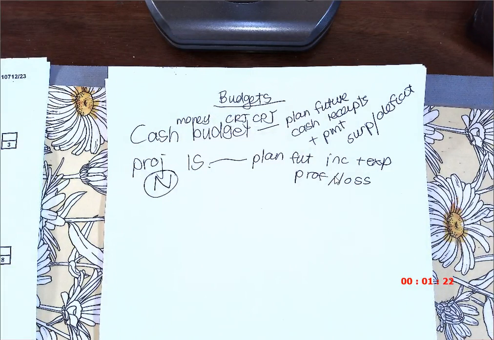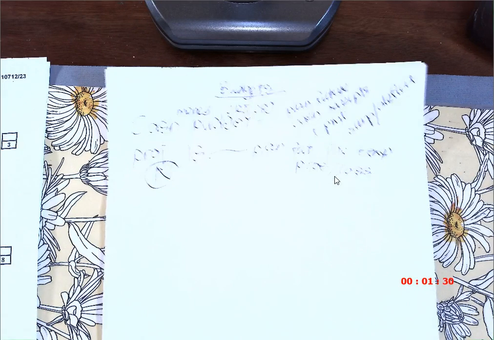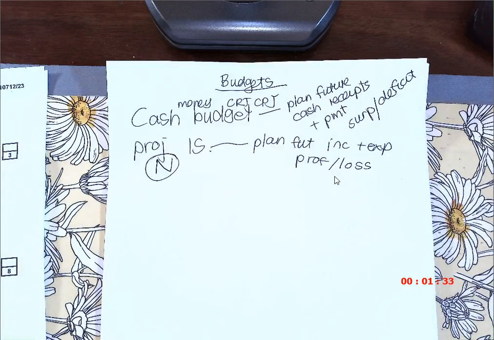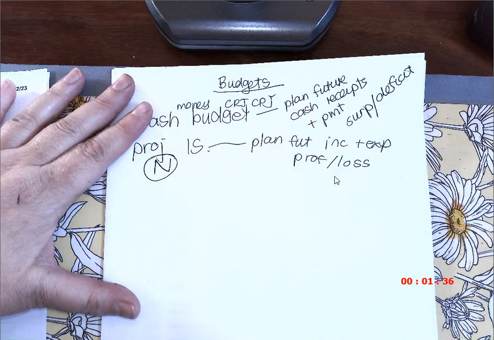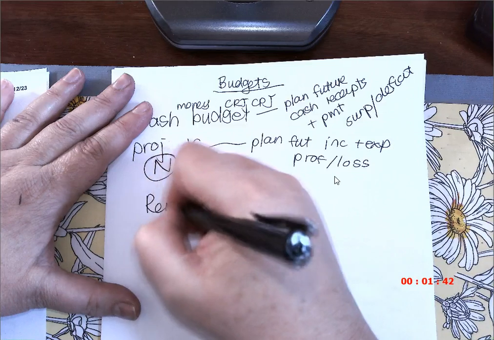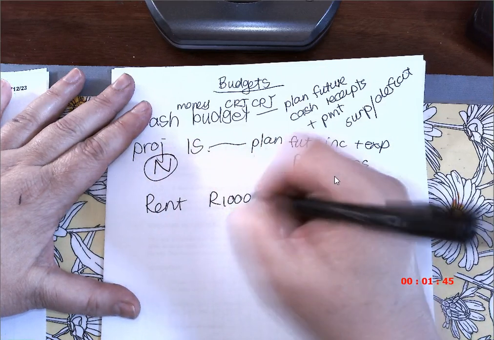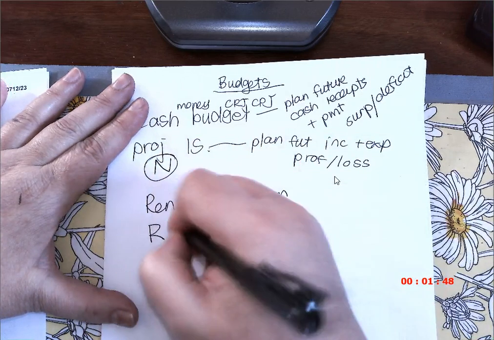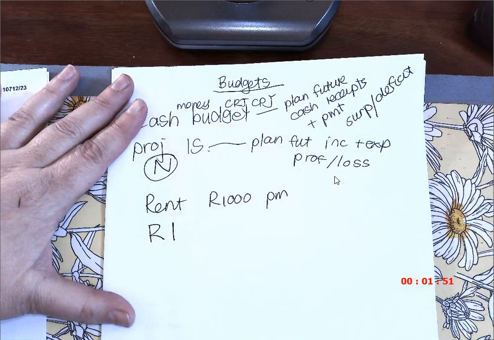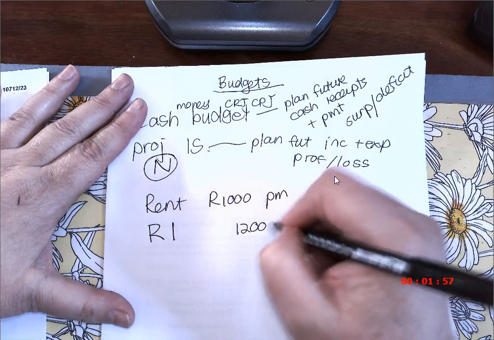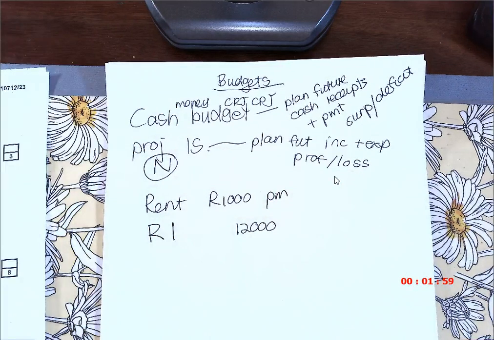I just want to go through the difference between receipts and income and payments and expenses, because you guys always struggle with that. So, if I say to you, I rent out my building for 1,000 rand a month. So my rent is 1,000 per month. What is my rent income? 12,000. Okay, can you see? I just want to see what is my income for this financial year.